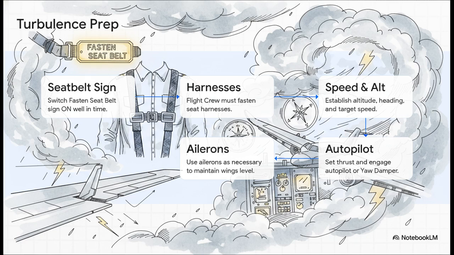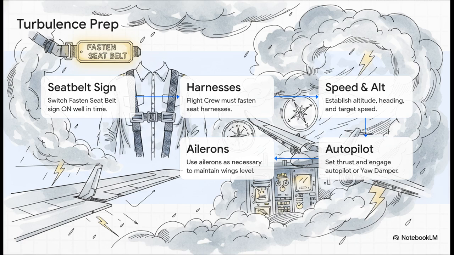Step 1, switch the fasten seatbelt sign on well in advance. Step 2, the flight crew must securely fasten their seat harnesses. Step 3, as the PIC, determine and establish your best penetration altitude, heading, and target speed. Step 4, set your thrust to hold that target speed and use the autopilot to your best advantage.